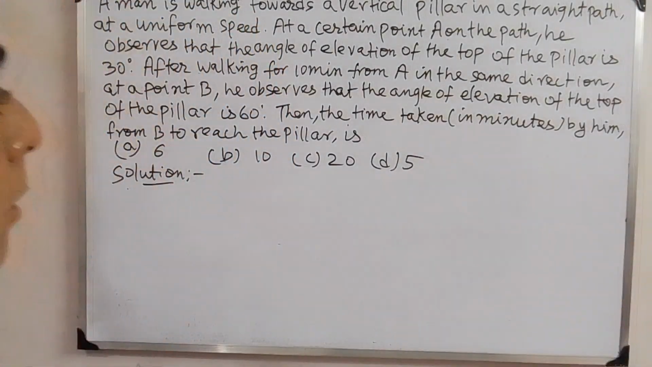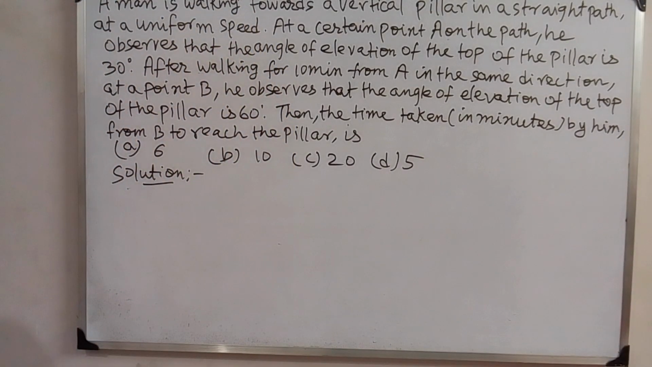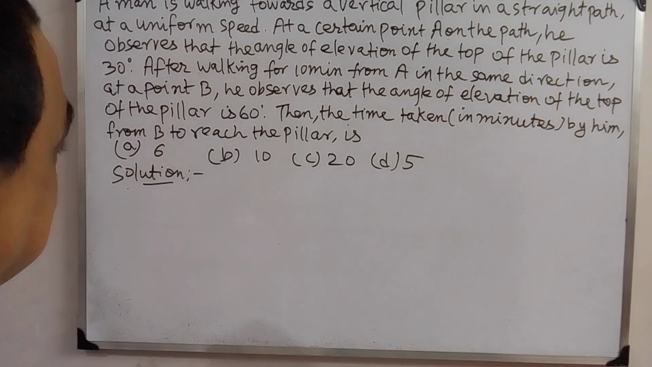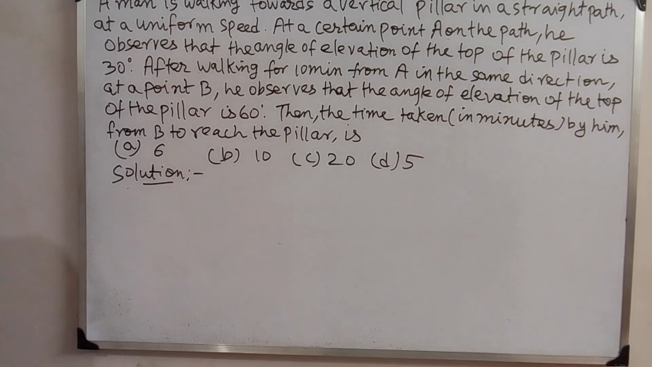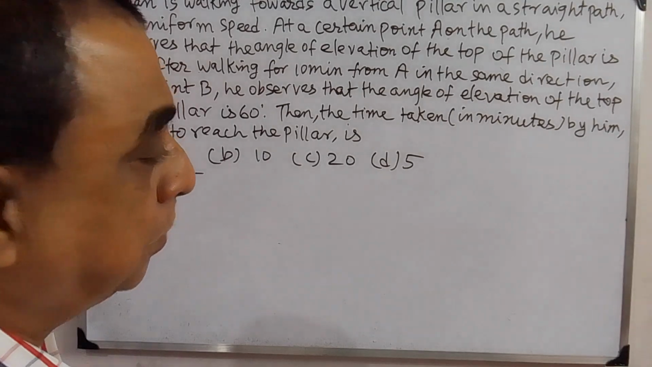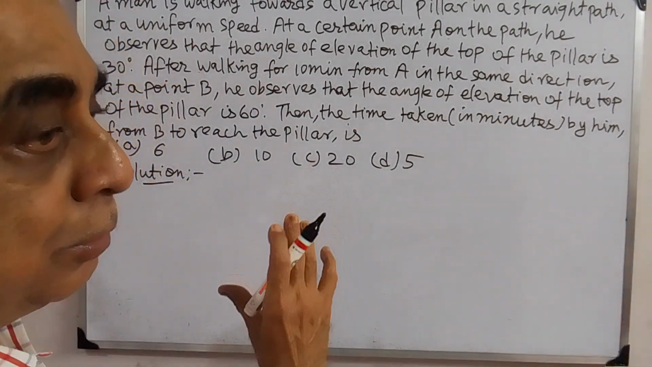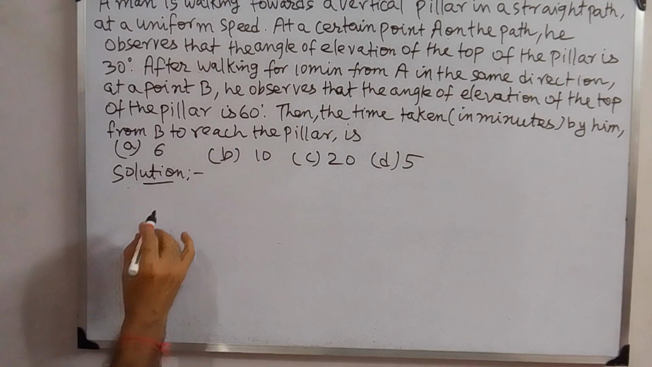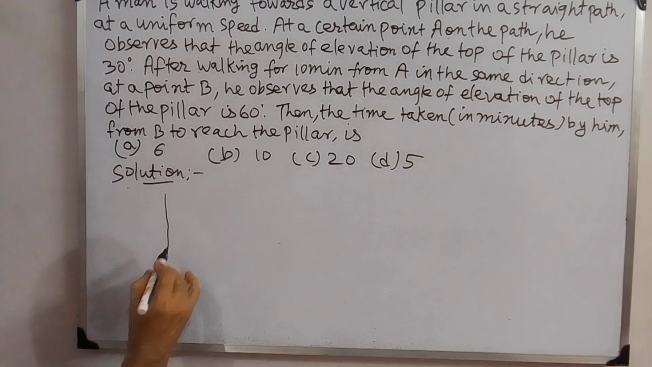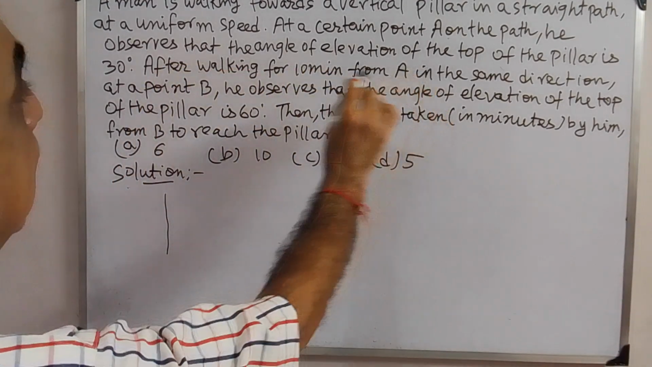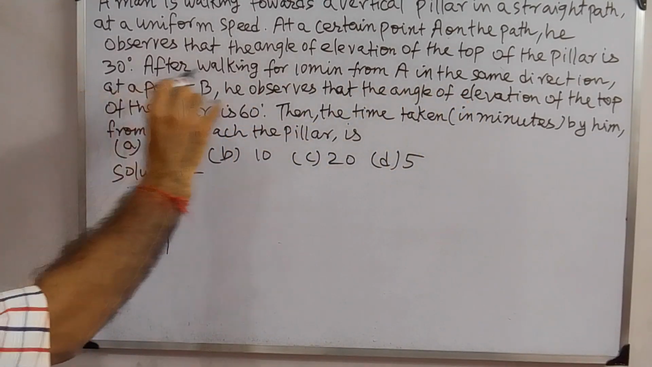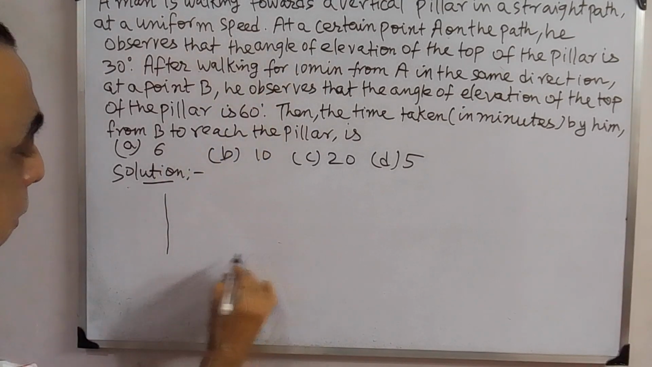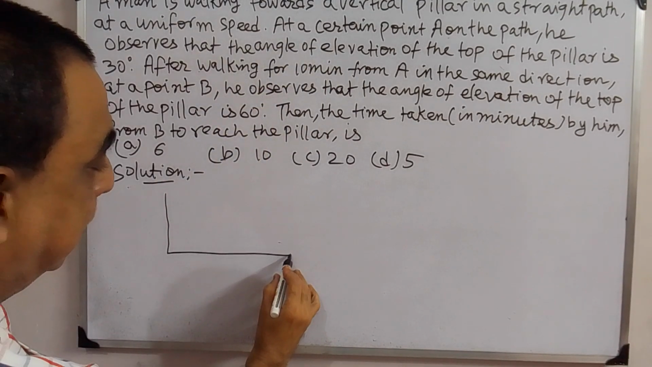Now see, first you have to understand certain points of this question. So first of all, you have to know what is the angle of elevation. Elevation is always when we look from below at a certain point at the top. Now here it is saying that the angle of elevation of the top of the pillar is 30 degree from a certain point A, in a straight line path towards the pillar.